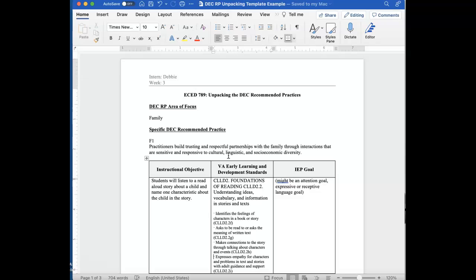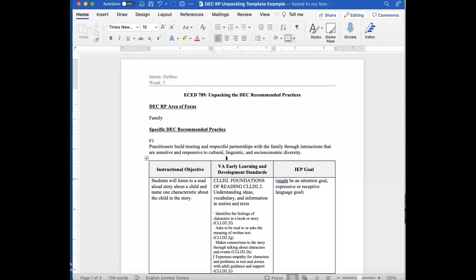This is an example of just one, and I chose to do family. So if we have the area of focus of family, I'm going to go to the recommended practices document, and I'm going to find the specific recommended practice that I want to work on in my classroom or in my workplace if you're a resource teacher. And I picked F1, and you can see what it is right here. It's building relationships and partnerships with families.